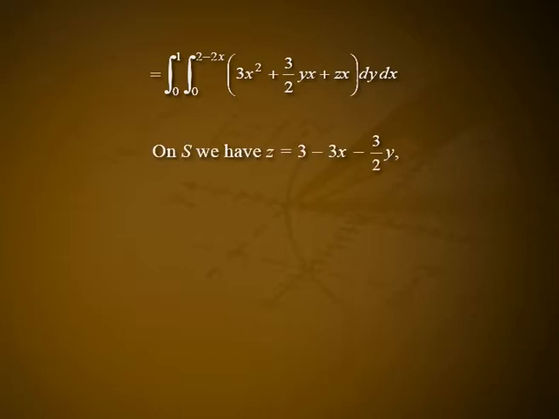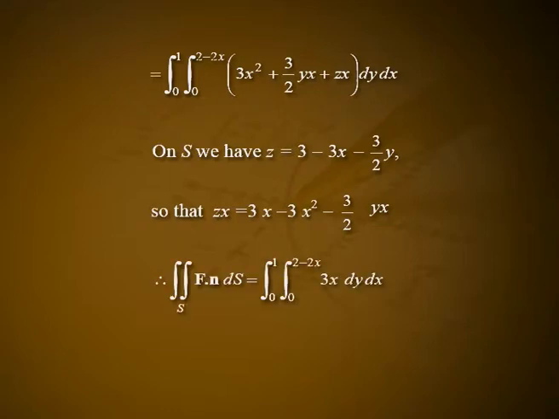On S, we have z equal to 3 minus 3x minus 3 by 2 y, so that zx is equal to 3x minus 3x square minus 3 by 2 yx. Therefore, the double integral over S of F dot n dS is equal to the integral 0 to 1, integral 0 to 2 minus 2x, of 3x dy dx, which is equal to the integral 0 to 1 of 3x into (2 minus 2x) dx, which is equal to 3x square minus 2x cube over the limit 0 to 1, which is equal to 1.